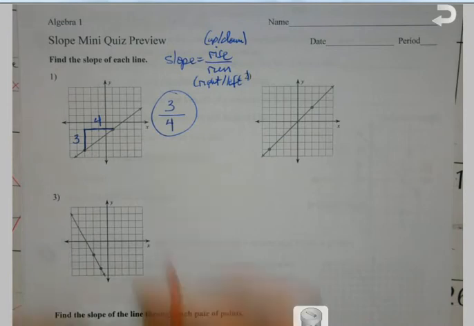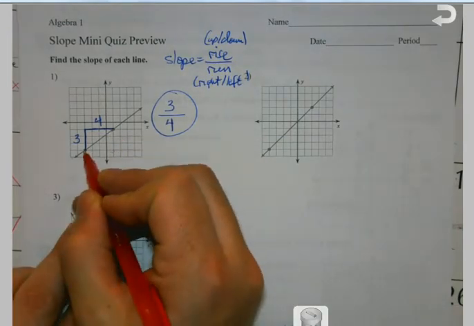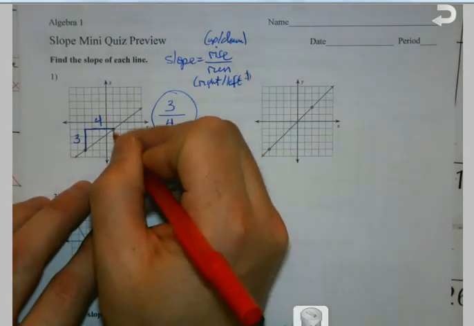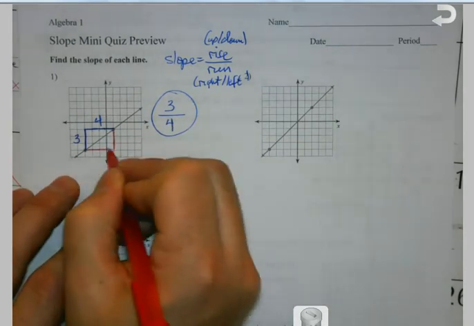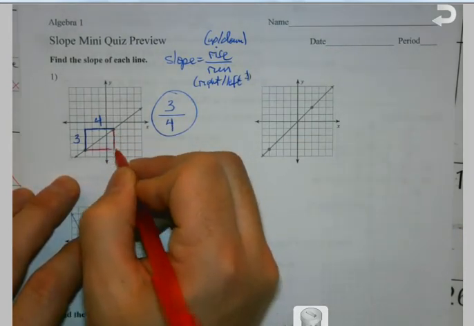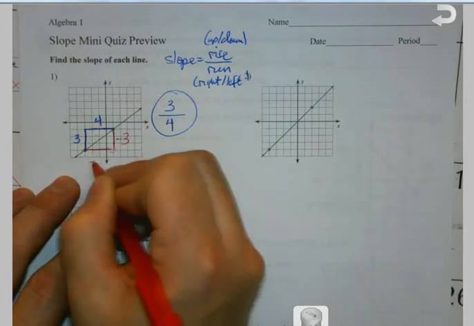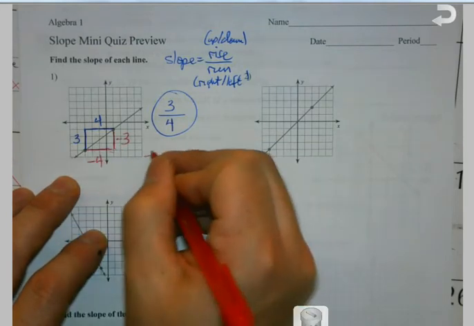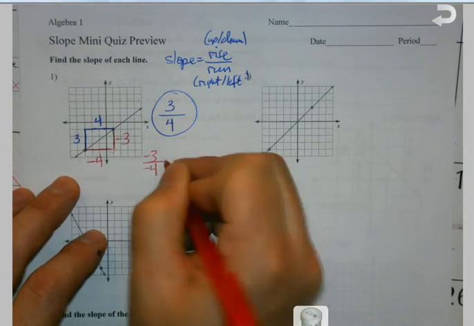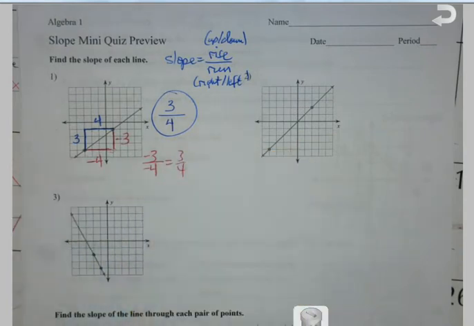Somebody had said, you mean like if I wanted to go this way instead? You could, because if I went this way instead, I'd still be counting my rise, but it would be -3. And I'd be going left 4, so it'd be -4. And we know that negative divided by negative just becomes positive. So what if you just put the negative in the positive? You mean just left it as negative over negative? It'd be a partial. Because, yeah, we always want to simplify things as much as we can.